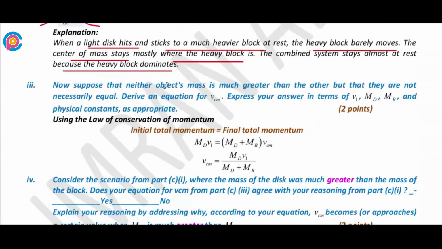Now the question: suppose neither object's mass is much greater than the other, but they are not necessarily equal. Derive the equation for the velocity of the center of mass. Express your answer in terms of V1, MD, MB. Use physical constants as appropriate. By using the law of conservation of momentum, initial momentum should be equal to final momentum. Initially only the disk is moving and the block is at rest, so the momentum is MD times V1. After that they stick together, with total mass MD plus MB, moving with the velocity of the center of mass VCM. So VCM can be written as MD V1 over MD plus MB. This is the equation for the center of mass.